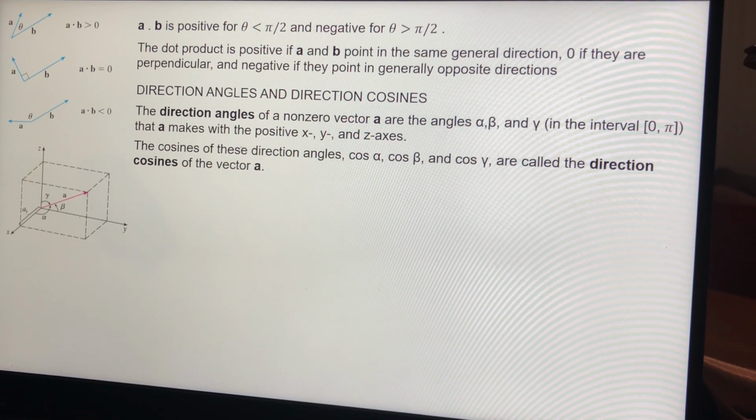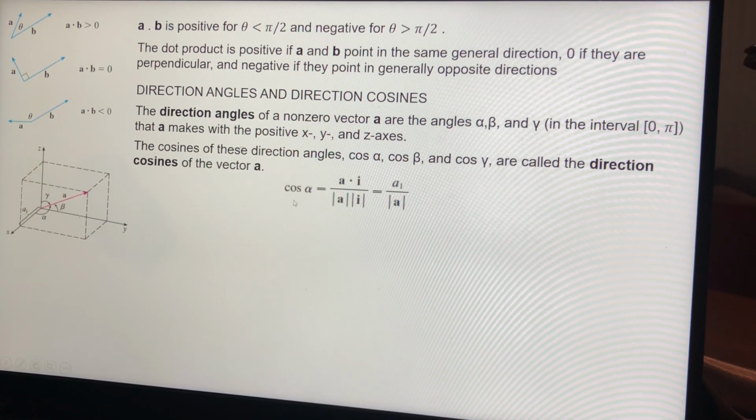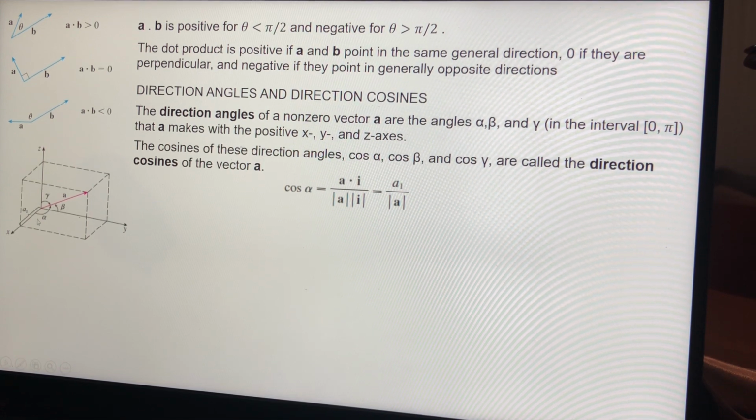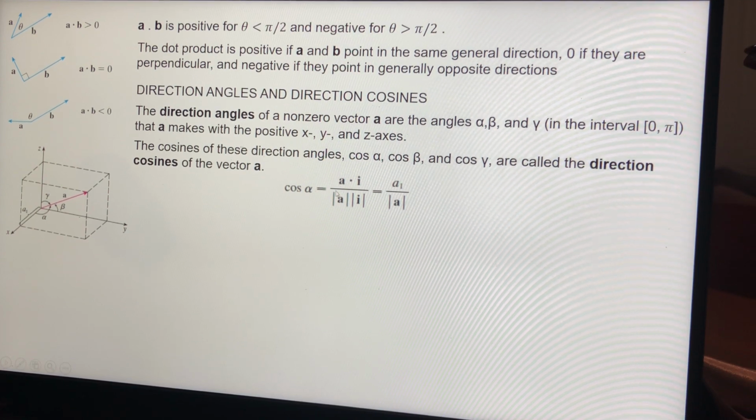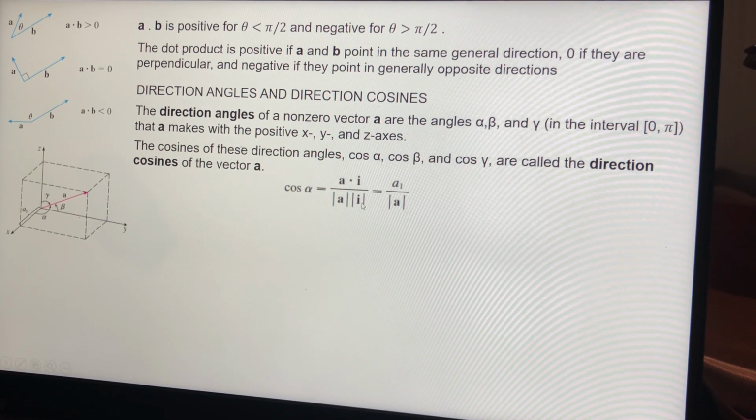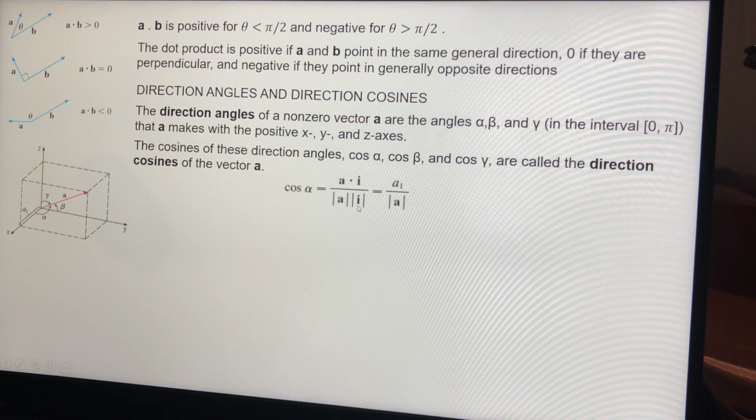And direction cosines are the cosines of these angles. For example, cosine of alpha, which is the angle between the x-axis and A, is, according to the dot product, A times the vector showing the x direction, which is the i vector, the standard basis vector, remember that, over the length of A and the length of i. The length of i is 1, this is a unit vector, and i is (1, 0, 0), and A is (A1, A2, A3), then this will be A1 over the length of A. And similarly, you can write it for cosine beta and cosine gamma.